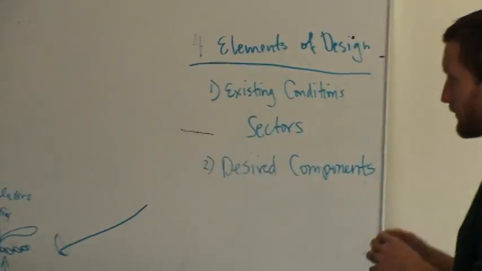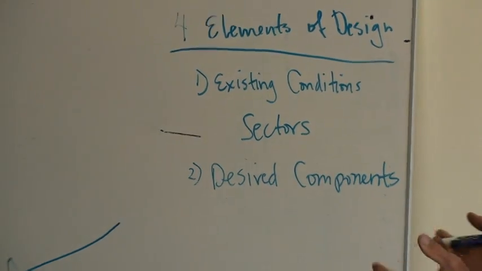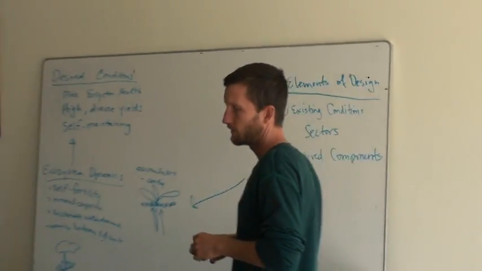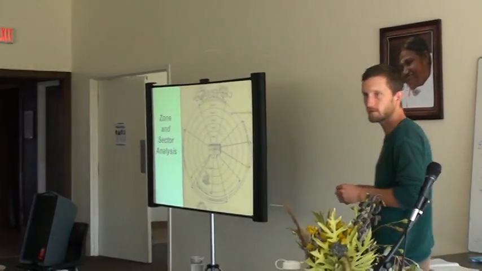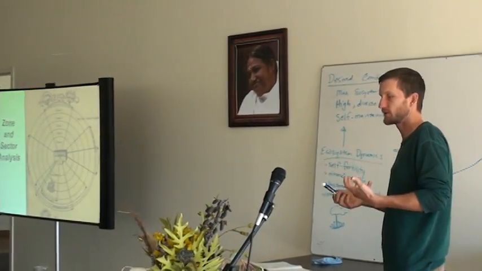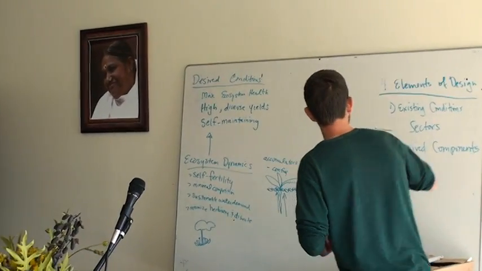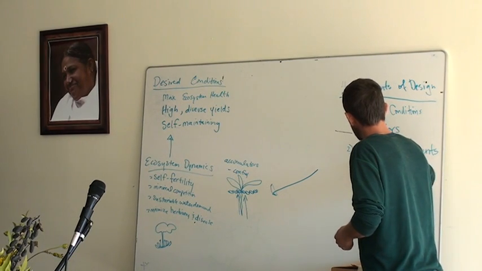This gets back to the functions that we're trying to create: the food, shelter, water, energy, waste, and community. So these are the desired components. And a good way to think about this is through zones.